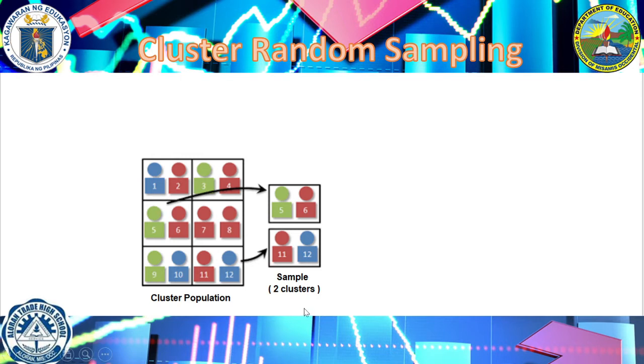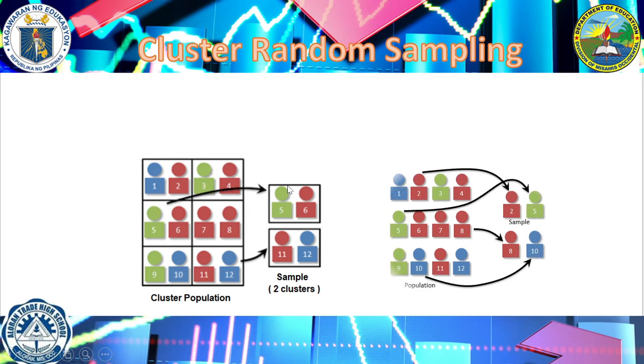For example, we have here 6 clusters and we need to choose 2. So, for example, we get the cluster having 5 and 6 and another sample from the cluster 11 and 12. So, we have 2 clusters as our sample. It could also be in this method.